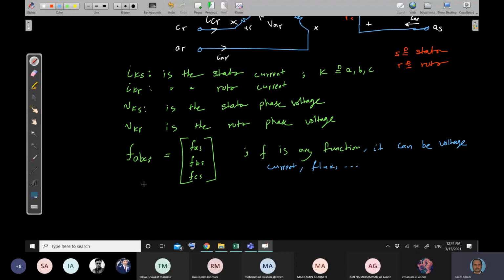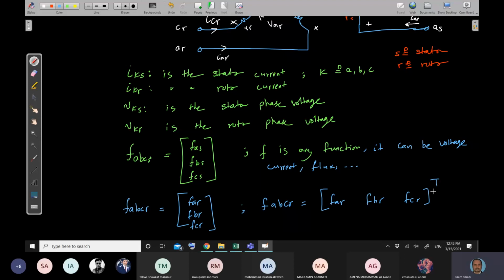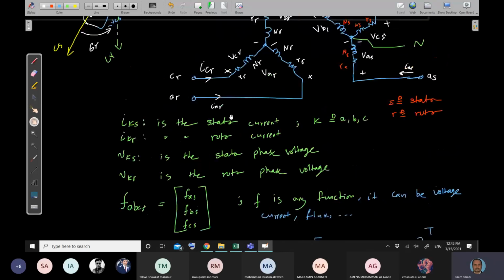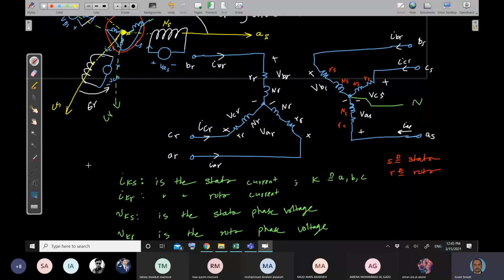Now the same thing here, if I need to represent a variable in the rotor circuit, FABCR, which consists of three elements, FAR, FBR, and FCR. Sometimes I will use the transpose. So FABCR, I can represent as FAR, FBR, FCR transpose. So if this is the case, let's try to write the voltage equation in machine variables. Who can help me in finding the voltage equation in machine variables?